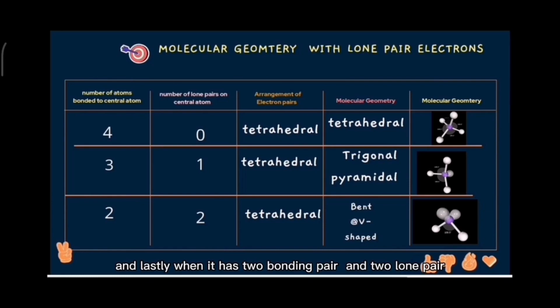And lastly, when it has 2 bonding pairs and 2 lone pairs, the change in shape still happens and is somehow bigger, as 2 lone pairs are changing the bond angle. So it lastly forms a bent or V shape.